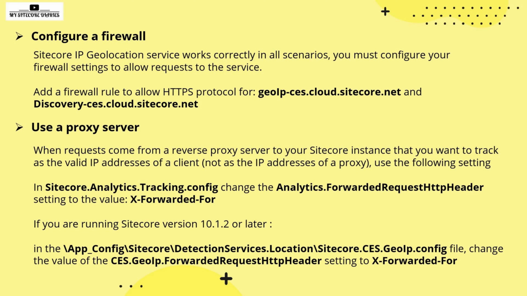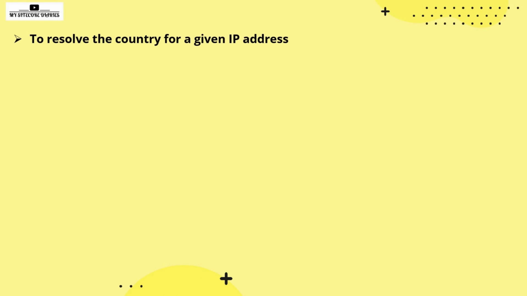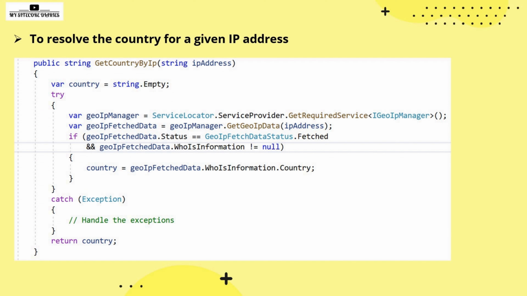Okay, once you subscribe to the GeoIP service, let us see a sample code and how we can use it. Ideally, the way you use it will depend on the case. But in case you want to resolve the country name given the IP address, then you might have to write code like this.